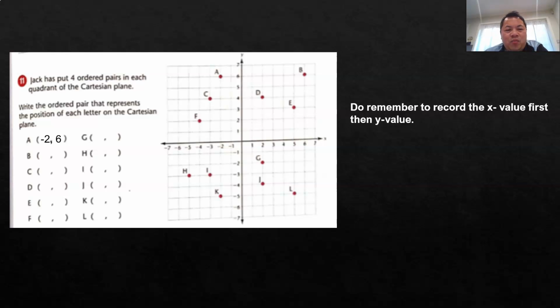And then what about L? Let's look at L. L is here. Again, we look at the x value first, then the y value. The x value is 5, the y value is -5. So the point is actually (5, -5).